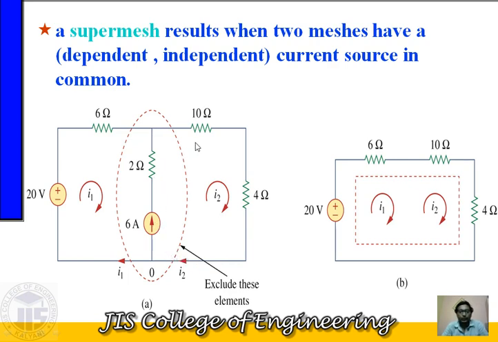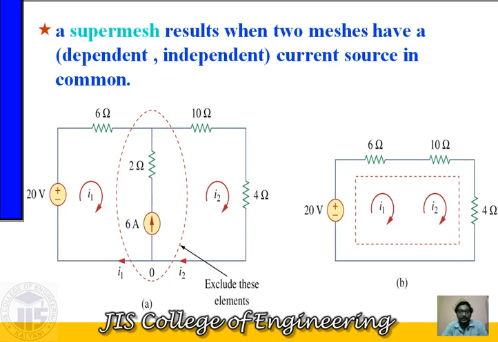So what we can do is consider the overall path, the 6 ohm, 10 ohm and 4 ohm resistances and the 20 volt source, as one mesh. Then what happens to the current source branch? Can we neglect it? No, we cannot neglect it. We have to consider it, but in a different way.